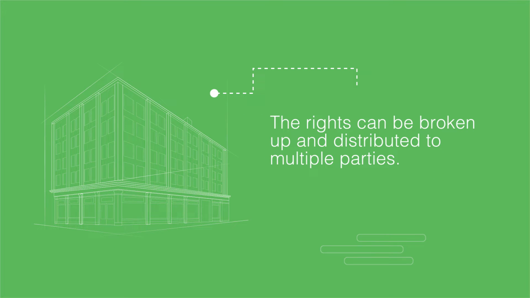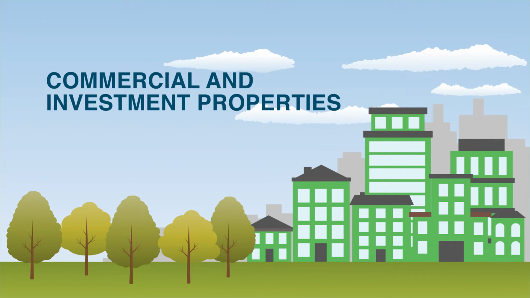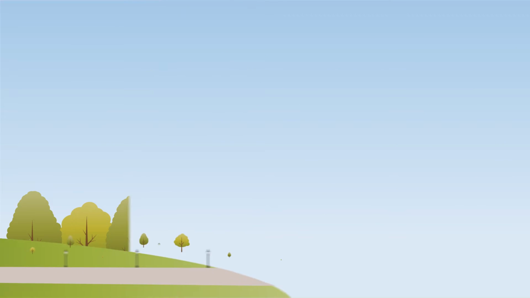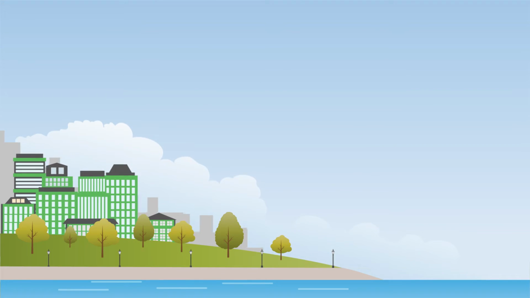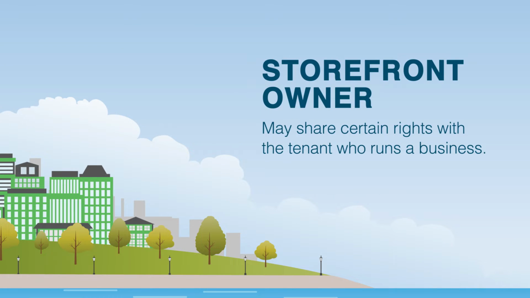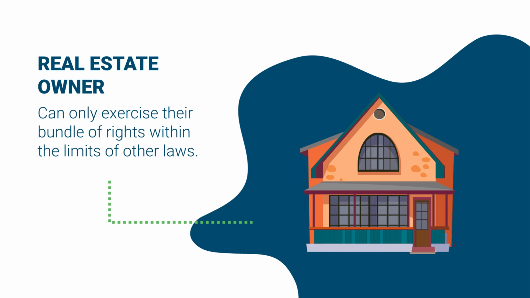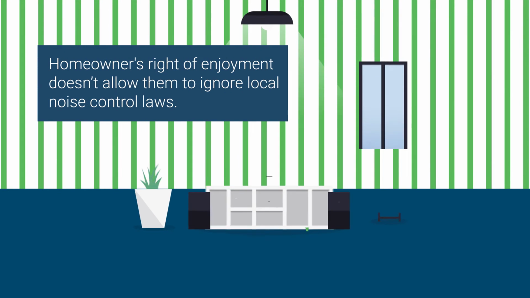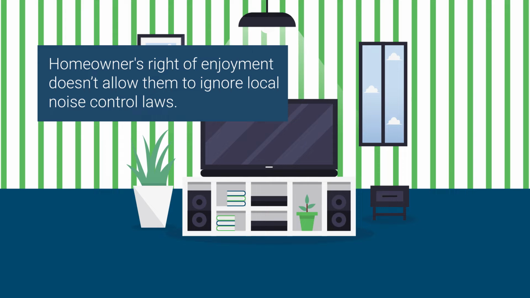However, these rights can be broken up and distributed to multiple parties. This usually applies to the purchase of commercial and investment properties. For example, the buyer of a rental property may have rights that are restricted by the local landlord-tenant laws and regulations. Or the owner of a storefront property may share certain rights with the tenant who runs a business there. In any case, a real estate owner can only exercise the bundle of rights within the limits of other laws. For example, a homeowner's right of enjoyment does not allow them to ignore local noise control laws. Let's look at each of the rights a little closer.